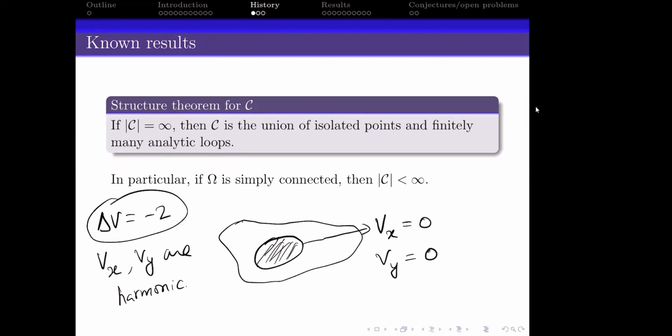Okay, so in a simply connected domain, you cannot have these loops. That means you only have isolated points, and remember that they are all sitting in a compact set. So there are only finitely many points in the critical set.